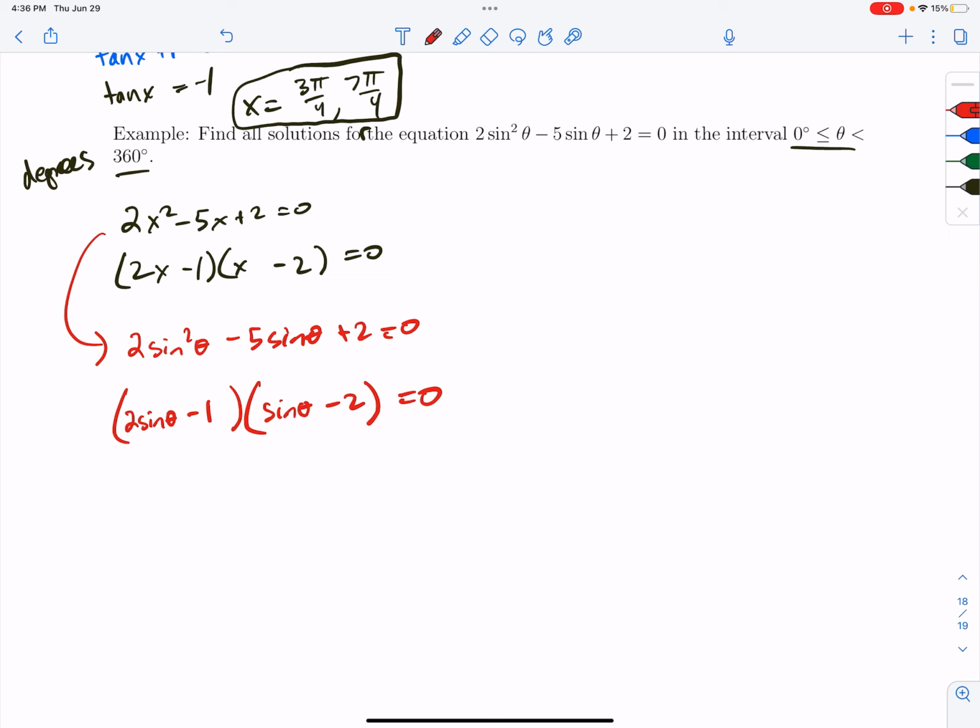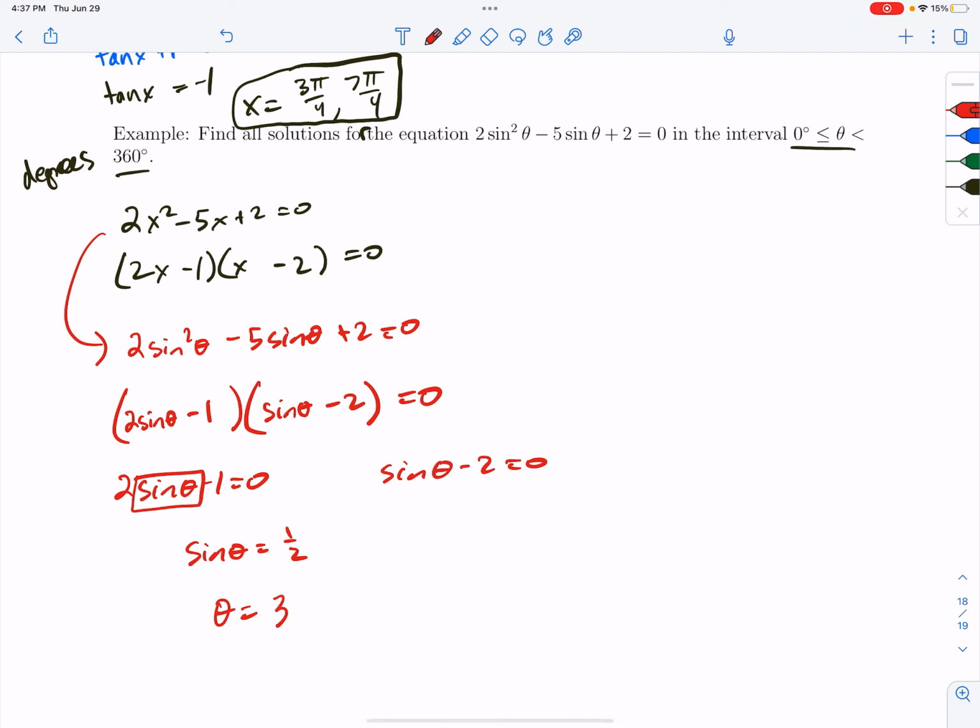Okay, so this will be 2 sine theta minus 1 equals 0, sine theta minus 2 equals 0. So solving for sine theta first, getting that isolated, I'll have sine of theta equals 1/2. Now we want to say, when is sine equal to positive 1/2? And I want this to be in degrees. That's going to be in quadrant 1, so 30 degrees, and then 150 degrees.